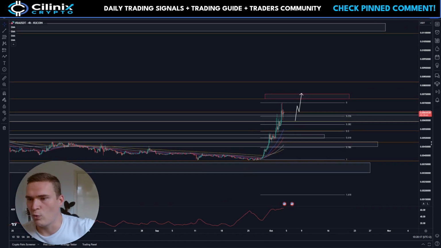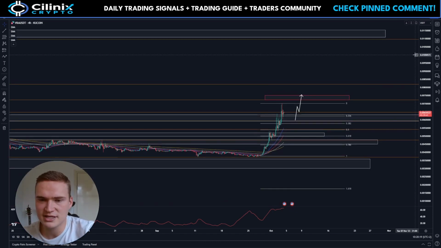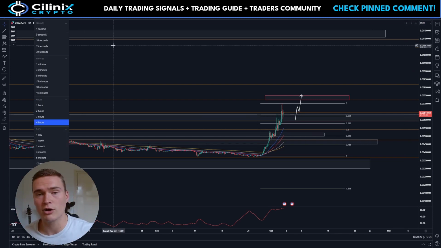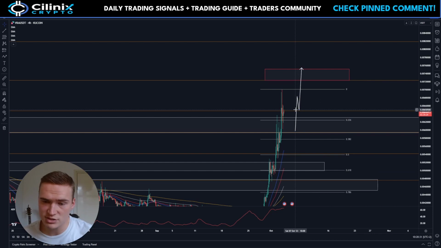Now, do I think that 1 cent is coming for Verasity? I don't think so. It's a possibility, but if it gets to 1 cent, it will get to 1.1 cents, to be honest. But for now, that doesn't look most likely. It looks most likely that it will continue going up.